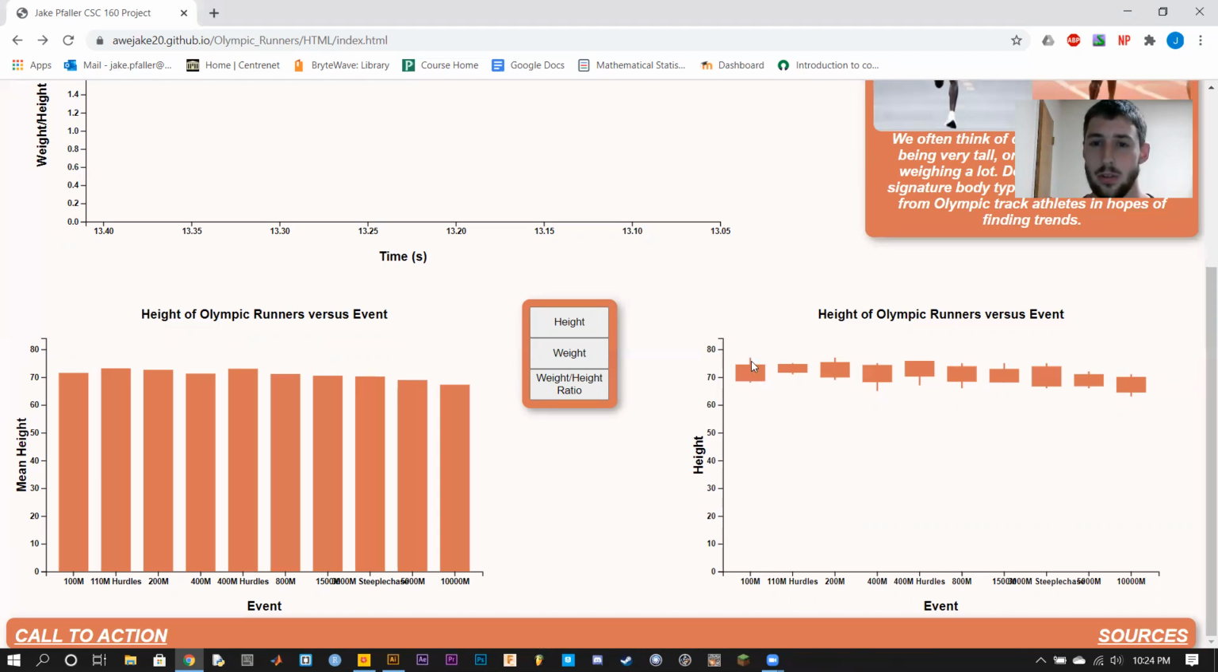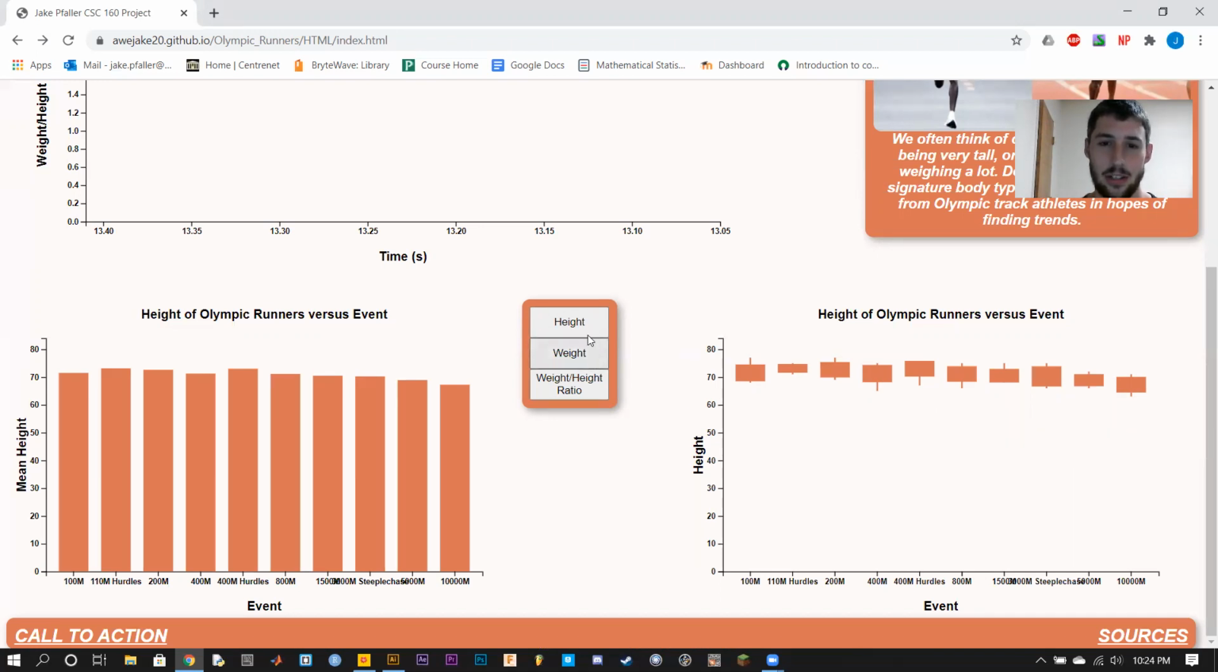And then the two lines coming from the top and bottom point to the maximum and minimum values for that data set. So here we have this line pointing to the maximum height for the 100-meter dash, which we know is Usain Bolt. He's kind of an outlier in this data. He was like 6'5", 205, which is pretty large for a runner.